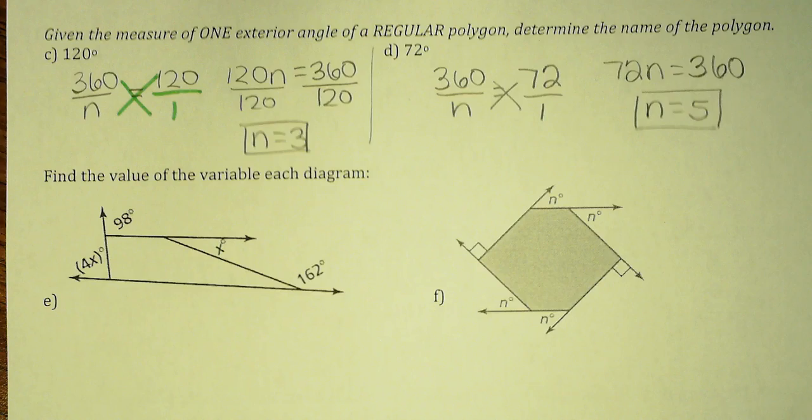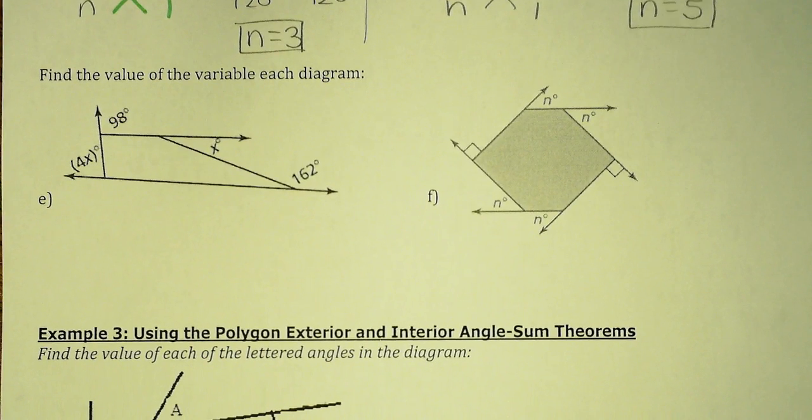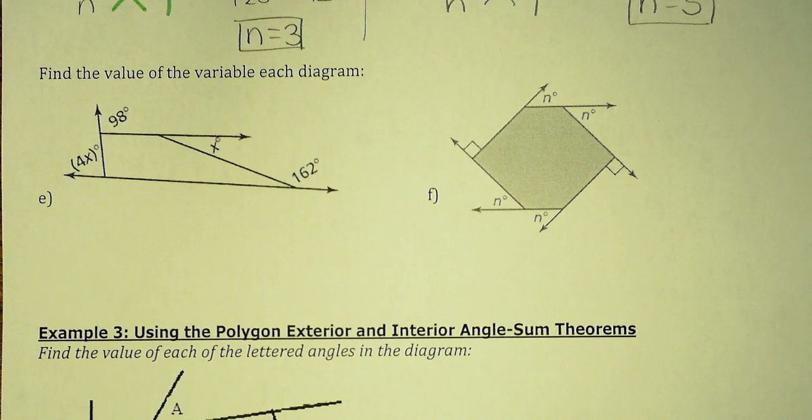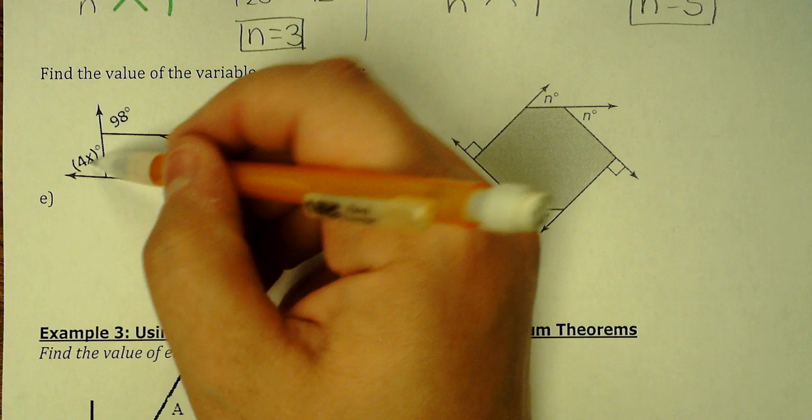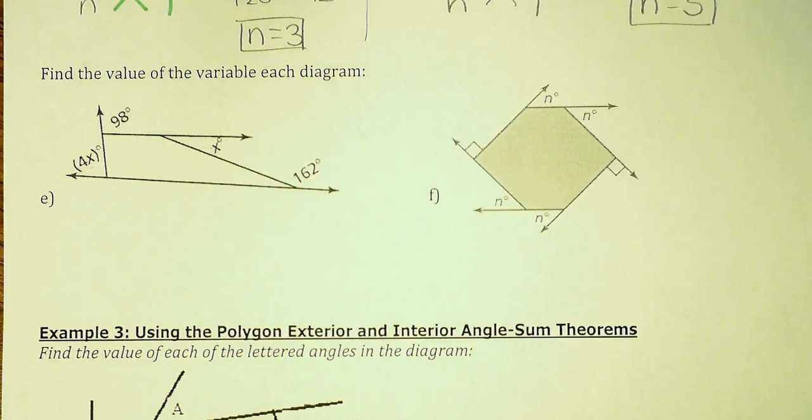And I have 2 problems here. Doesn't matter what the shape is, if we're dealing with exterior angles, they have to add up to 360. So this is a quadrilateral. I have all 4 exterior angles. So I'm going to go ahead and add those up, and it should be equal to 360.